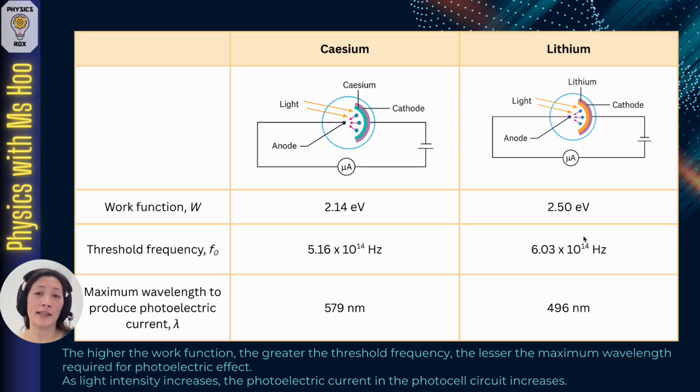Looking at these numbers, you can see that the relationship is: the greater the work function, the greater the threshold frequency, and therefore, the shorter the maximum wavelength required for the photoelectric effect. In order to get more photoelectric current, that of course depends on the light intensity. So the brighter the light, meaning that as the light intensity increases, the photoelectric current in the photocell circuit also increases. So as you can see from these values, the higher the work function, the greater the threshold frequency, and therefore the lesser the maximum wavelength required for the photoelectric effect.